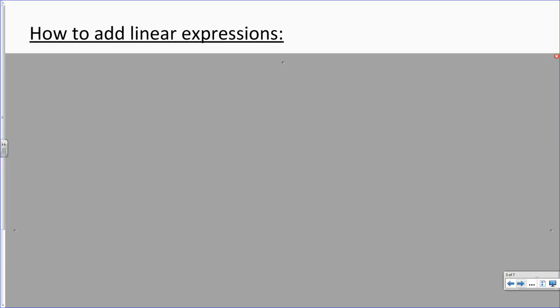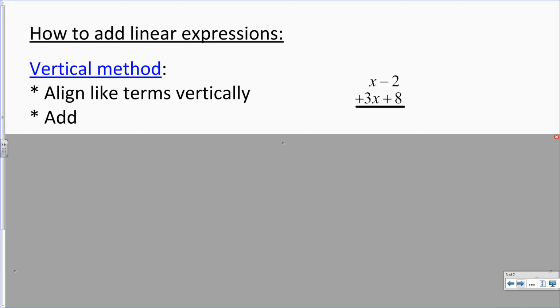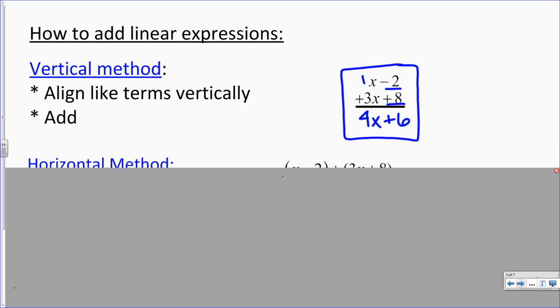Okay, so how do we add a linear expression? There are two methods to do that. There's the vertical method, and with this method, you write them like you do a normal addition problem. You align your x's together and your variables together. Now this is a 1x. You could add straight down and have 4x, and a negative 2 plus 8 would be a positive 6. Vertical alignment is not very popular, but I wanted you to be aware of it.